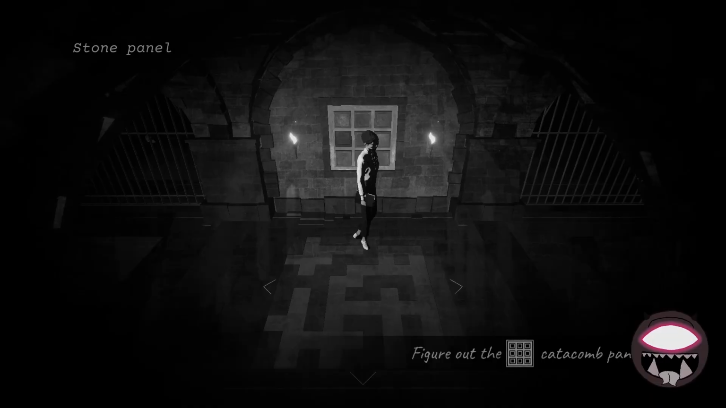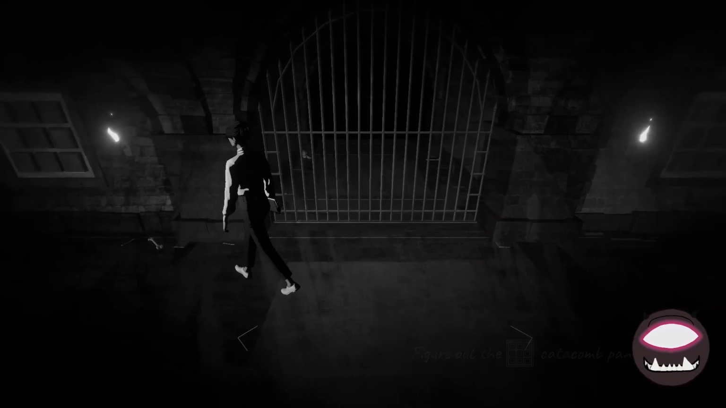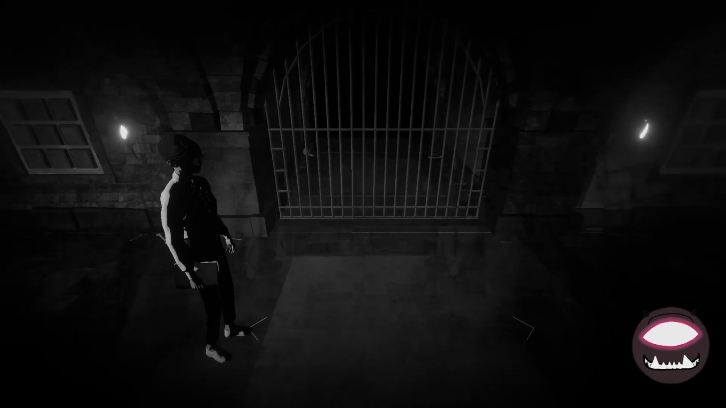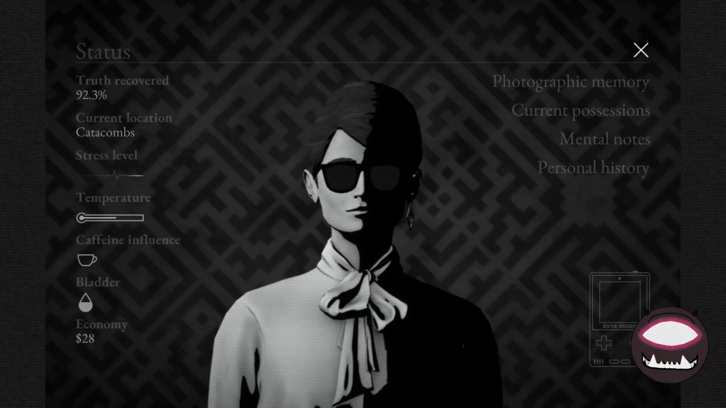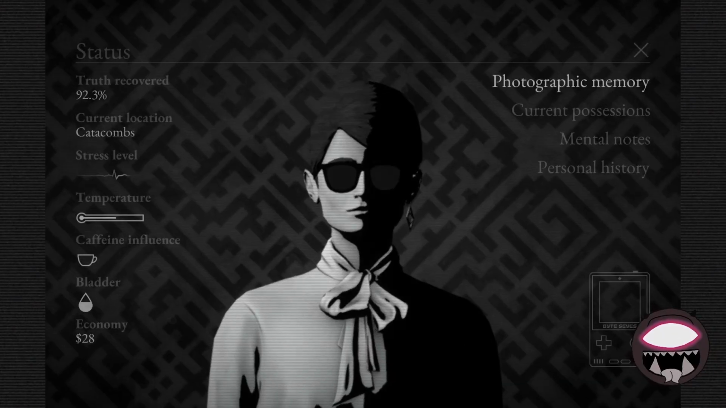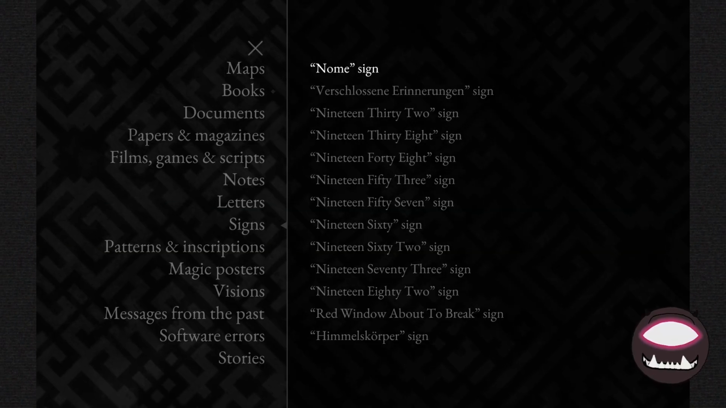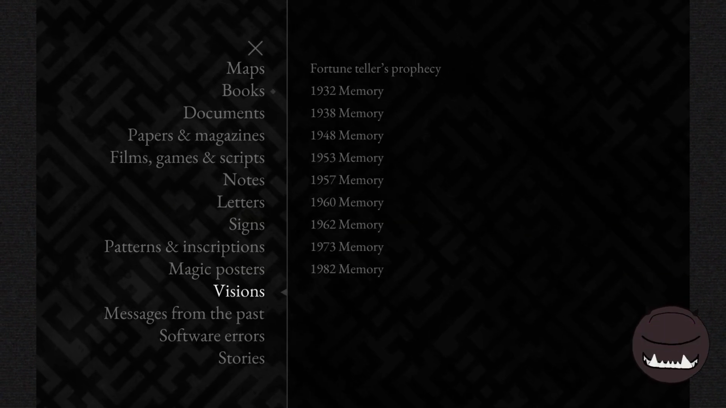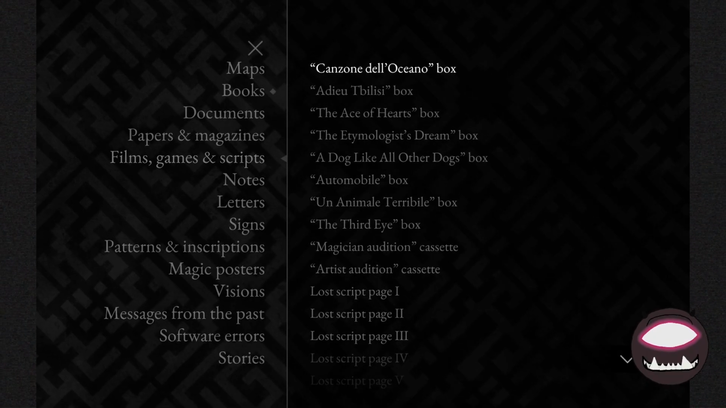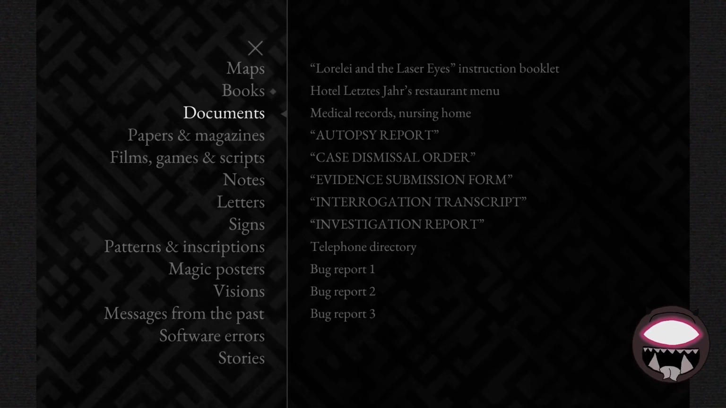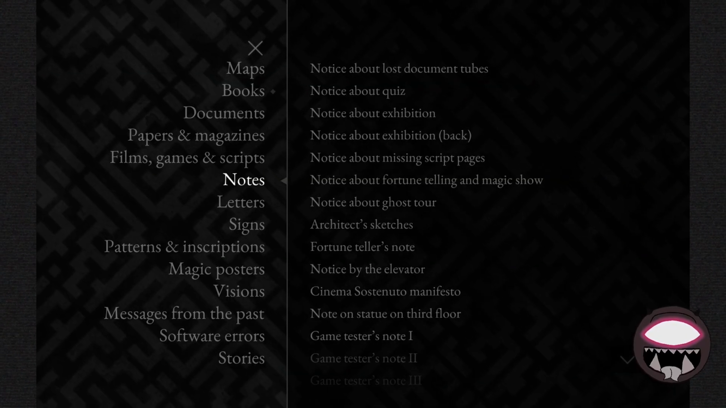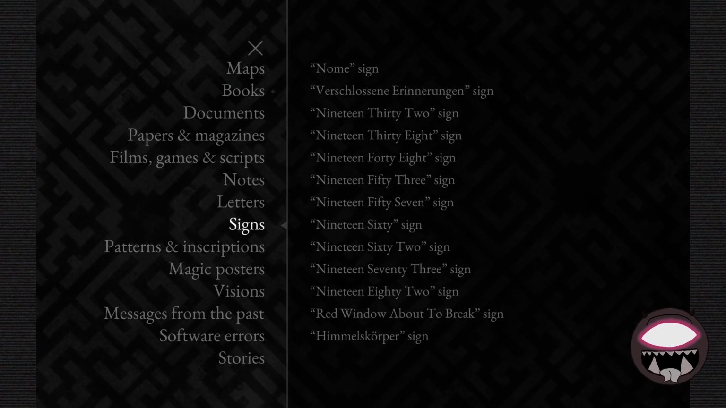Stone panel. Figure out the catacomb panels. It's a bone. Oh, okay. So we go to this one. Or no, not signs. Patterns and inscriptions. No. It's the map. Where is that one? The painting in our room, it's the maze that's in there.